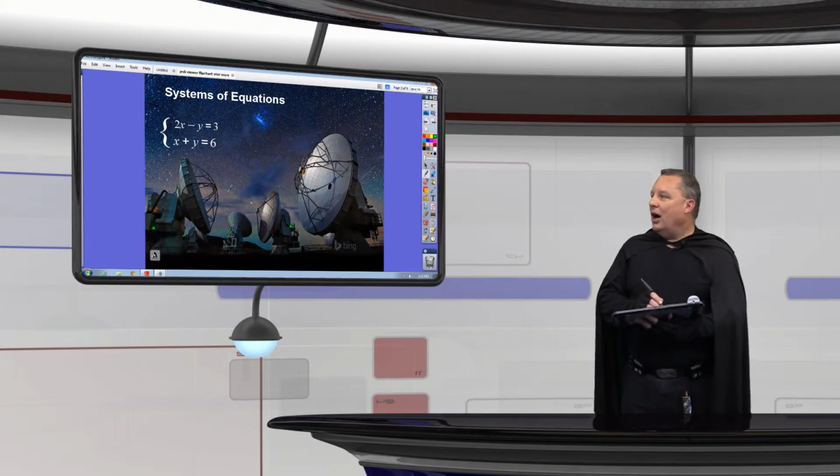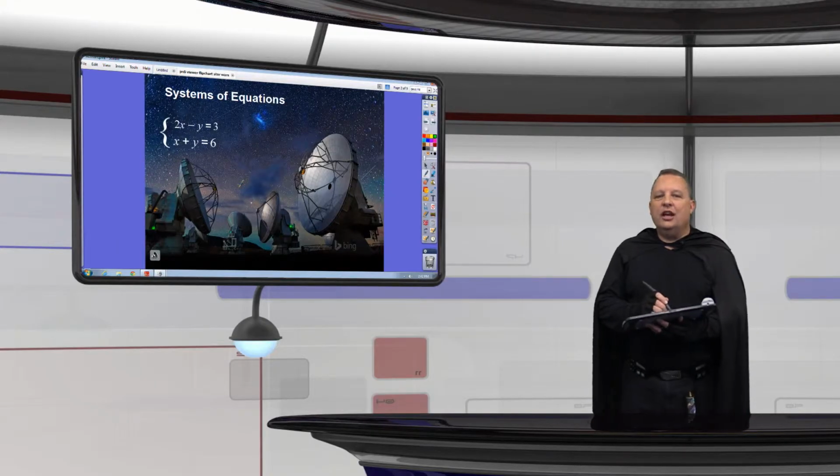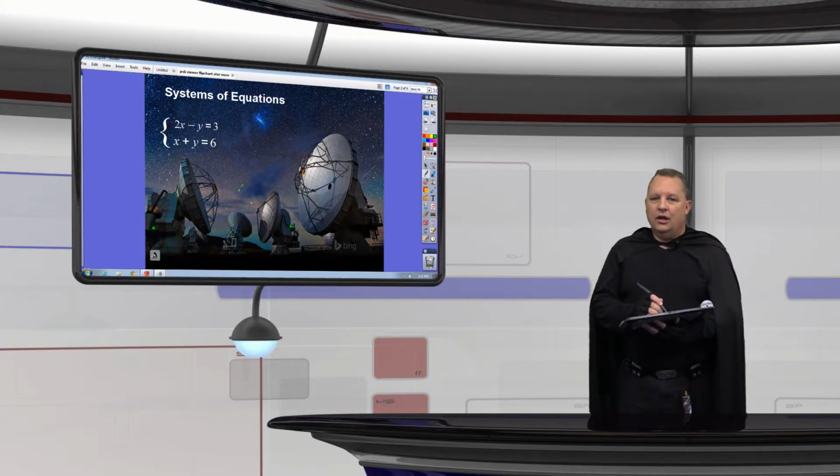One is 2x minus y equals 3. The other is x plus y equals 6. So in order to solve these graphically, what we're interested in to find the solution is seeing if these two equations intersect at some point. In order to be able to do that, we need to be able to graph them. So in order to be able to graph them, we're going to use a graphing calculator.